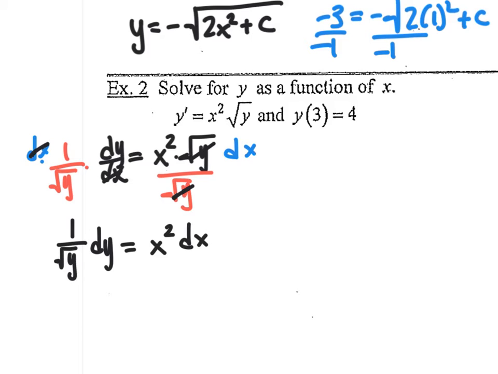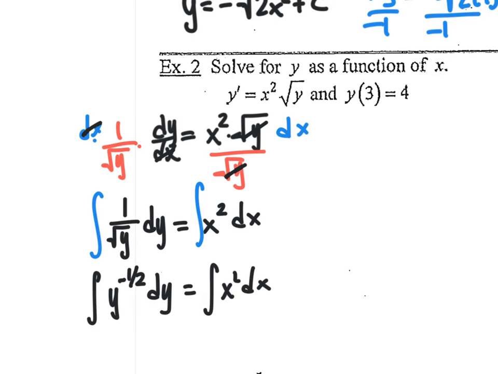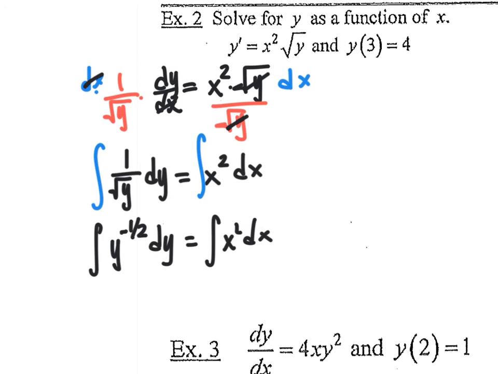And now what I want to do is integrate both sides, okay? So I separate my variables and I take the antiderivative of both sides. But the problem is that right here, guys, I don't have a rule for this. I have to rewrite this just a little bit, okay? So I'm going to rewrite this as the integral of y to the negative 1/2 power dy. And this is equal to the integral of x squared dx, okay? So now we can take our antiderivative of both sides.